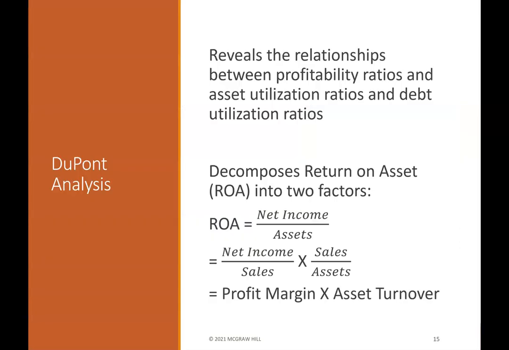DuPont analysis reveals the relationships between profitability ratios, asset utilization ratios, and debt utilization ratios. It decomposes return on assets, ROA, into two factors. ROA equals net income divided by assets. So you can take your profit margin percentage, which is net income divided by sales, and multiply that by the asset turnover, which is sales divided by assets, and that will give you your ROA.